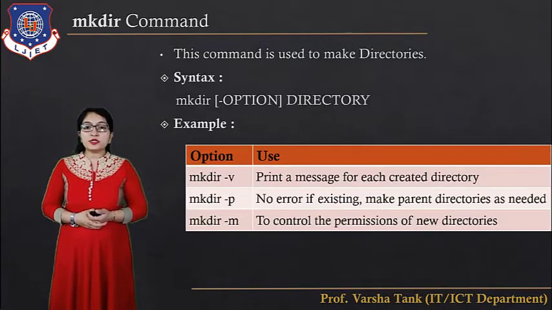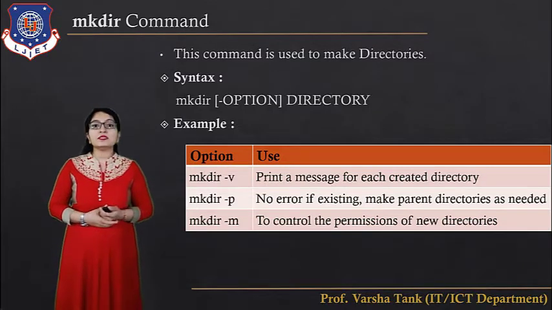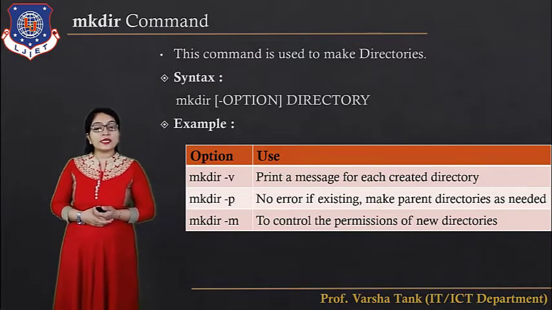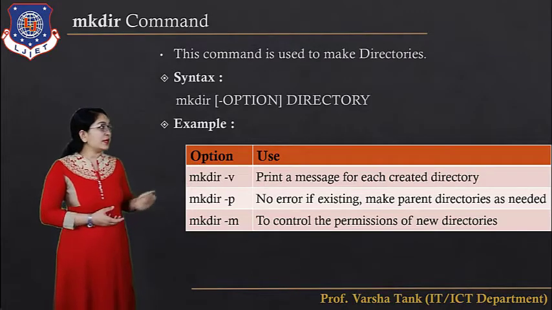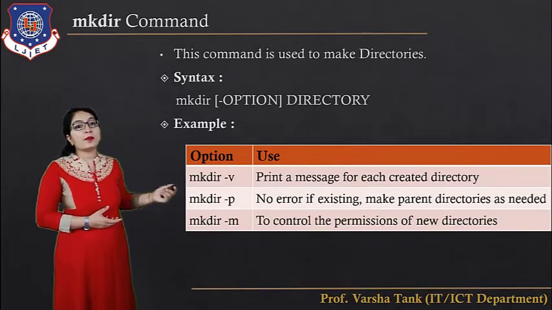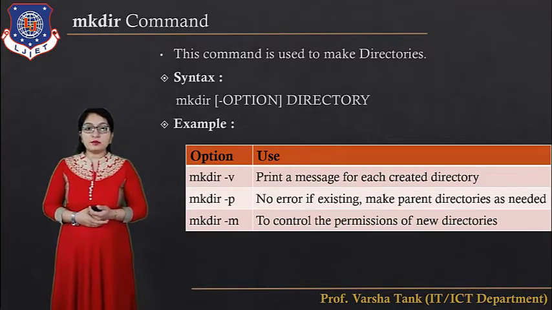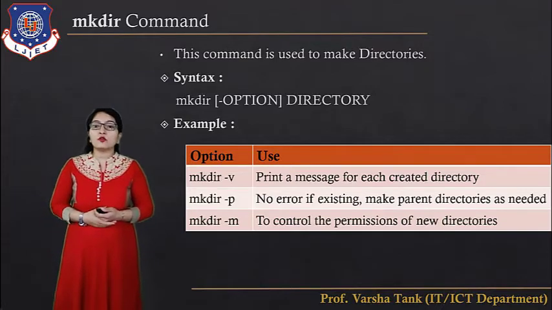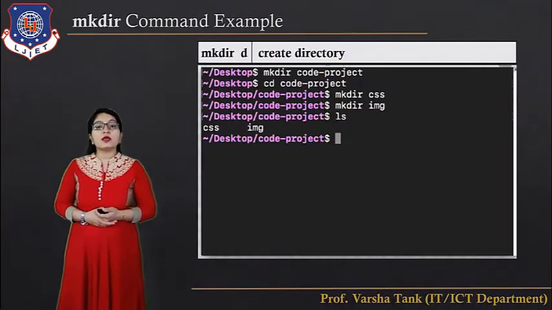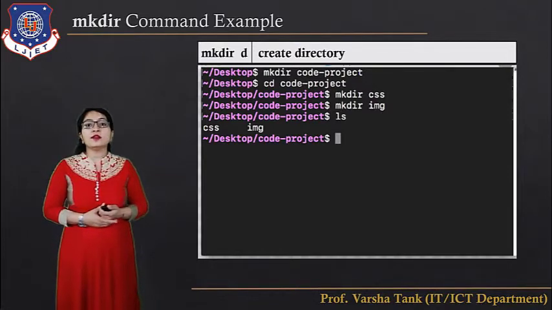Now the options that we can use in mkdir: -v, that means it prints the message for each created directory. mkdir -p, no error if existing, make parent directories as needed. mkdir -m, that means to control the permissions of the new directory. So here you can see the mkdir, that means it creates the directory.